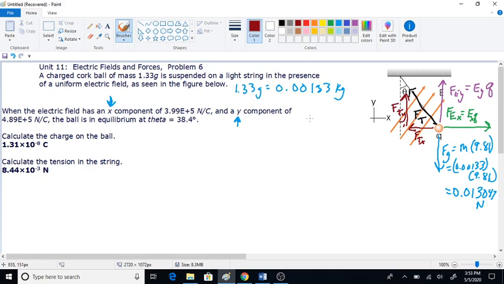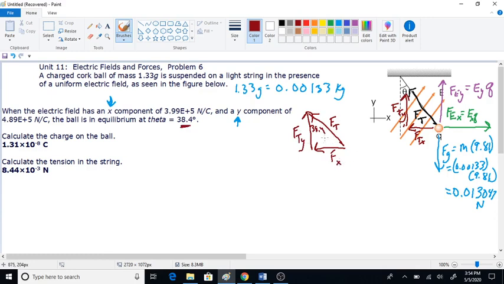So we have this angle. Let me redraw that. So this is FT, and this angle is 38.4, given to us in the problem. And this is FTY. This is FTX.